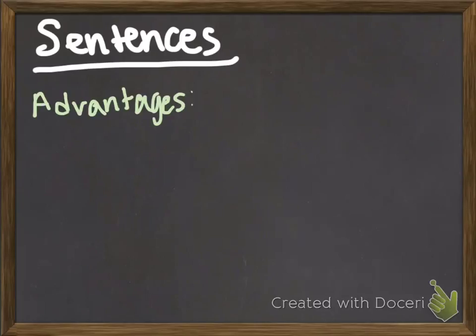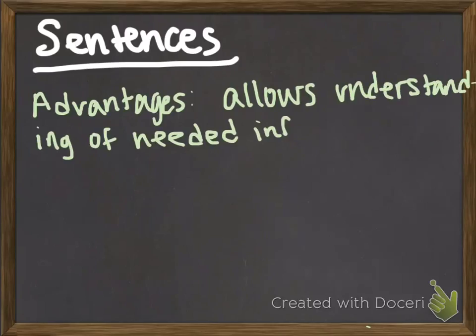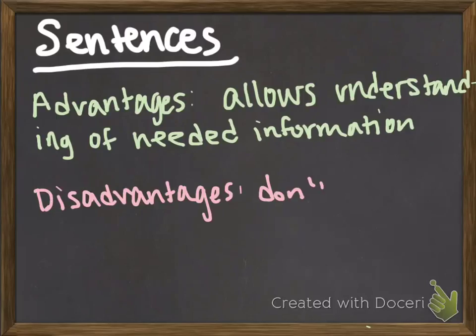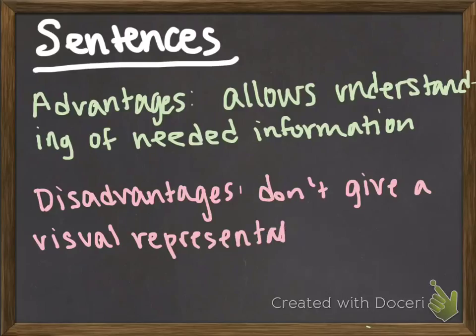The advantage to writing a sentence in this situation is that it allows us understanding of needed information. When you write a sentence about the problem, it allows you to make sure that you comprehend what's going on in the problem. The disadvantage to sentences is that they don't give you a visual representation. I am a visual learner. I need to see things, and sentences don't help me with that. So they do help me understand maybe the overall picture, but they don't give me that extra visual to make sure I truly comprehend what's going on.